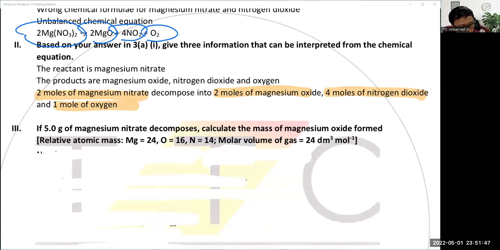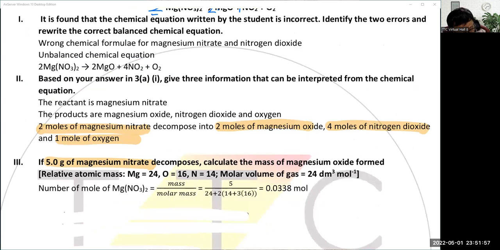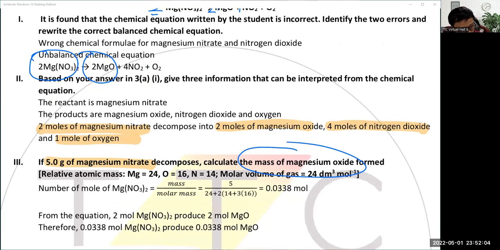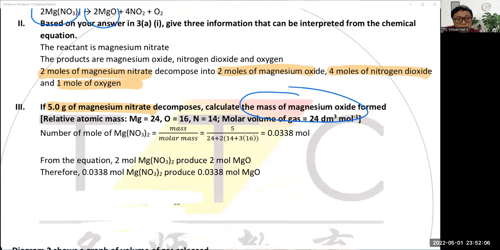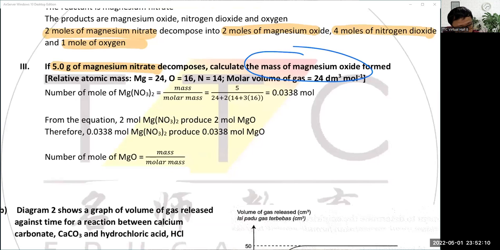Then 5 grams of magnesium nitrate decomposed, calculate the mass. Okay, so we look at the ratio here. We have 5 grams. So first thing, change your mass to number of moles. Then look at the ratio. I want magnesium oxide. So the ratio is 2 to 2. So write the sentence. 2 mole produce 2 mole. So 0.0338 will produce 0.0338. Then convert the 0.0338 mole to mass. Then you'll get your mass equals to this thing.